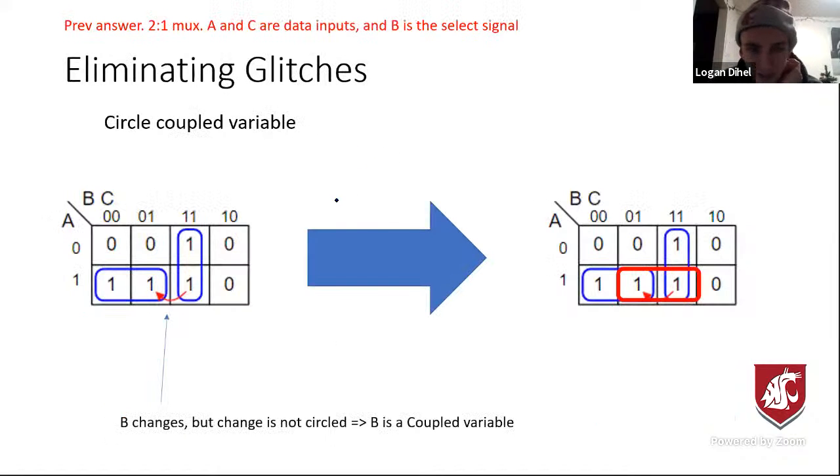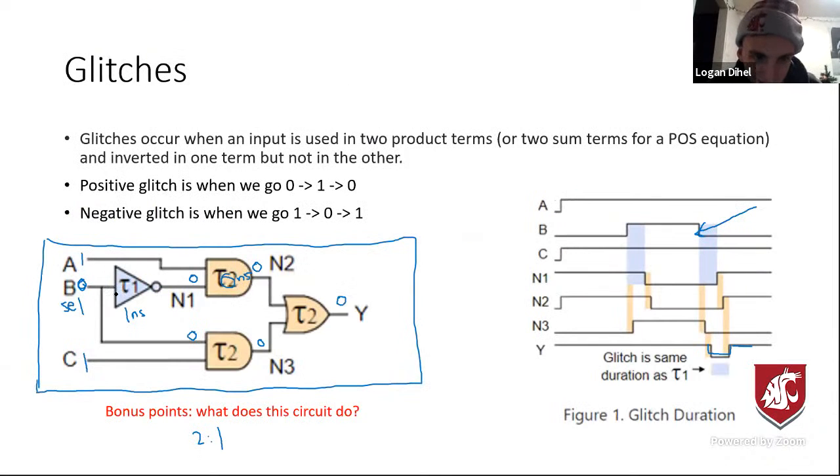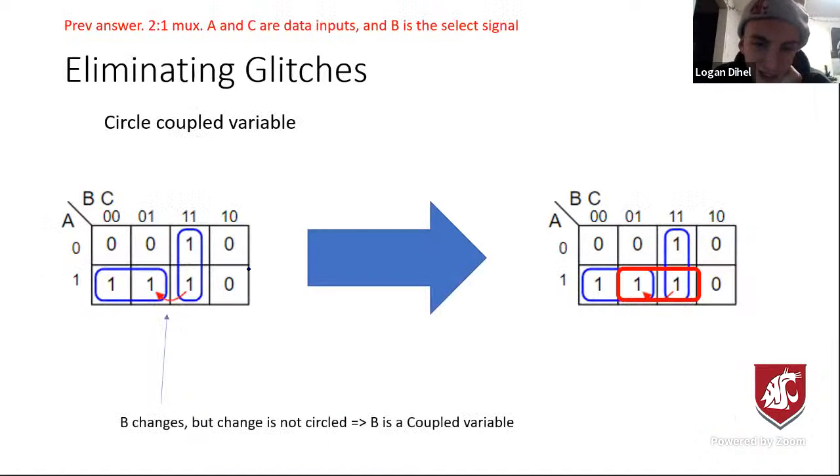And so let's talk about eliminating glitches. Whenever you have two circles in your K-map that are adjacent but not overlapping, they're going to create what's called a coupled variable. And what happens here, you see right here, B is changing from a 0 to a 1 or 1 to a 0. And so B is coupled. So that's why we had this glitch right here. So that's exactly the circuit that we have right here. And so that created the glitch. But if we put a circle around the coupled term like that, then it eliminates the glitch.